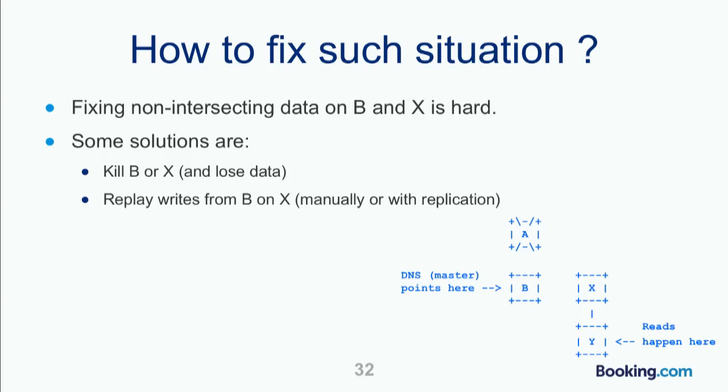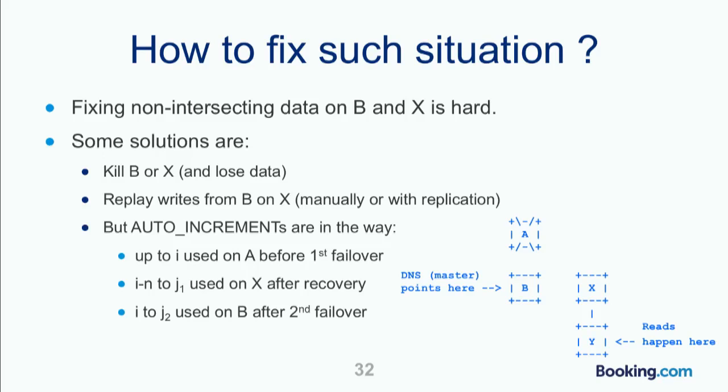But part of the problem came from the fact that we were using auto increments. So a lot of people use auto increments as a primary key for data they're adding, and so that's convenient, that's easy, that's fast. But of course we had overlapping auto increment values. So really the only way to resolve that would have been to look at the data in the bin logs maybe, and to fix that.